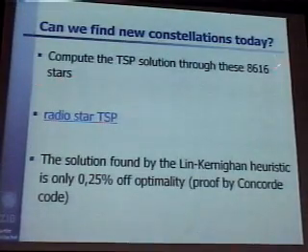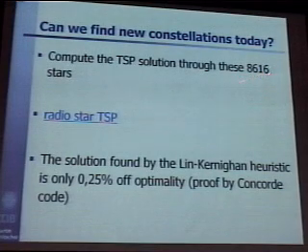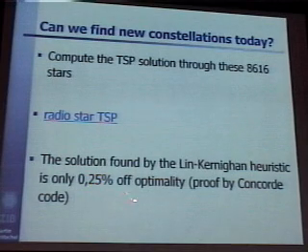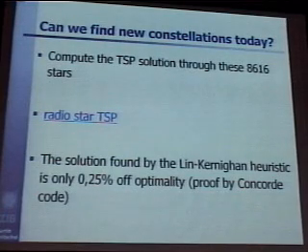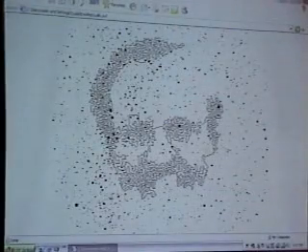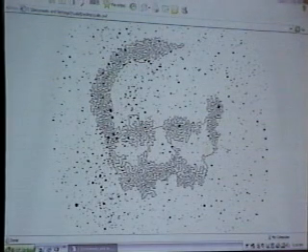So I have computed these 8,666 stars and ran it for a whole weekend. I could not find the optimum solution, but I could come up with a solution that is only 0.25% off optimality on my computer here. But I think that is good enough to have a decent picture and now declare it a constellation of radio stars. And this is the new constellation I would like to mention.